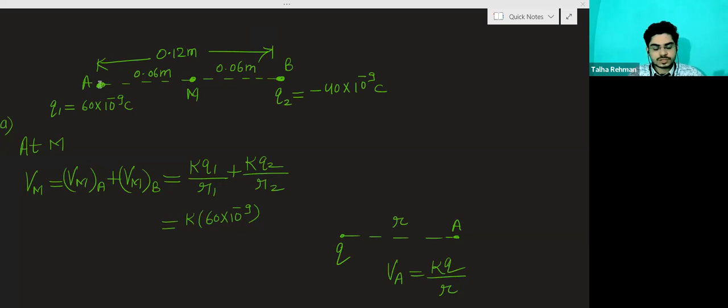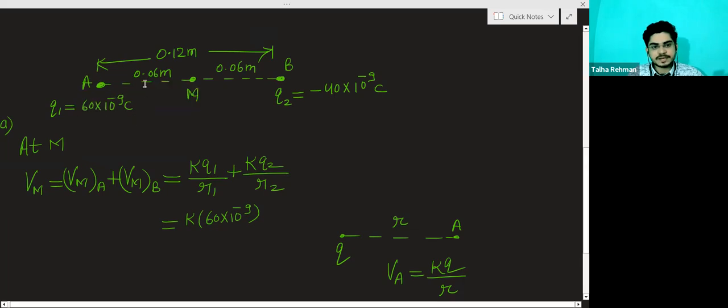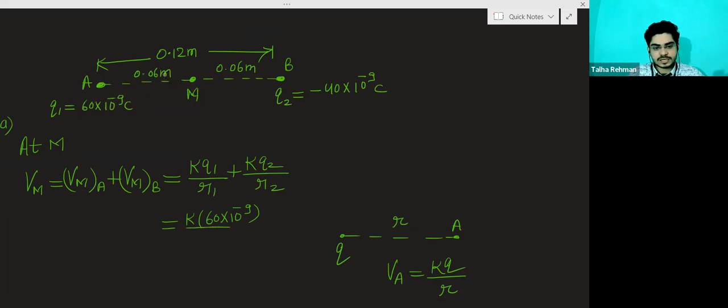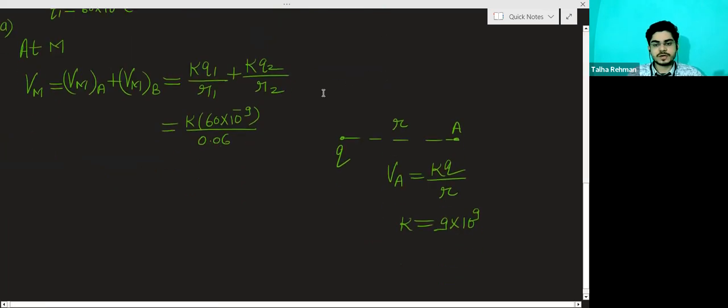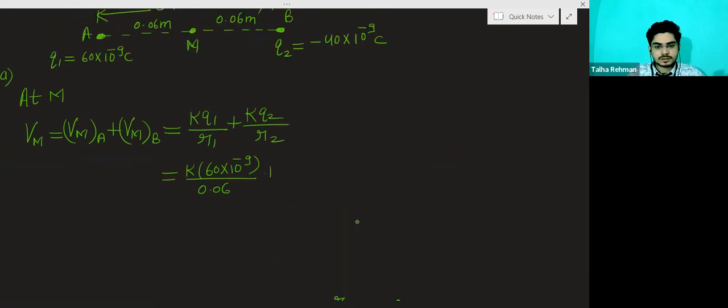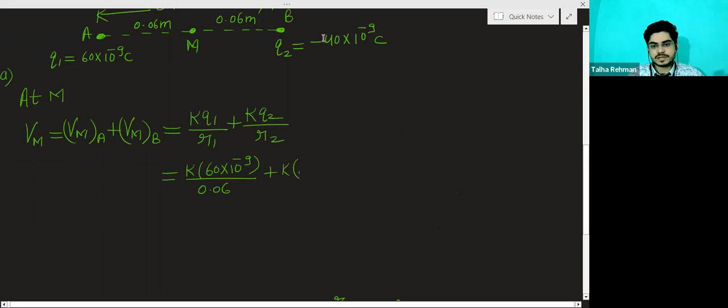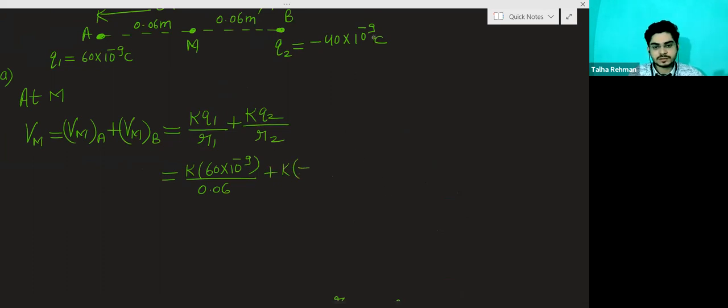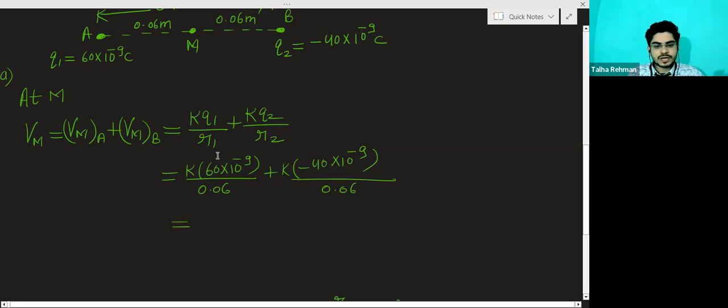Okay, so due to this charge at this point, the potential is K into charge divided by R. K into charge, and R is 0.06. Plus K and another charge, which is minus 40 into 10 to the power minus 9, so minus 40 into 10 to the power minus 9 divided by R. R is again 0.06.